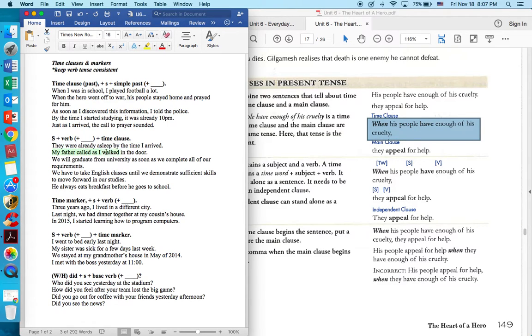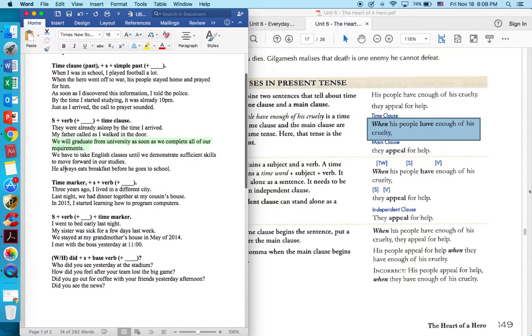My father called as I walked in the door. Right? My father called is our first clause, our main clause, or independent clause, excuse me, and then I walked in the door with as right there is our dependent clause. And remember, the time clause starts with those time indicator words. We will graduate from university as soon as we complete all of our requirements. We will graduate from university is our first main clause. It is independent. And then we have as soon as, which tells us it's the beginning of a time clause. We complete all of our requirements.